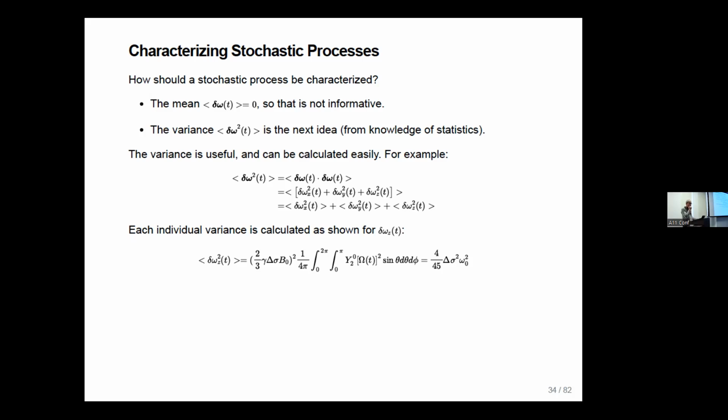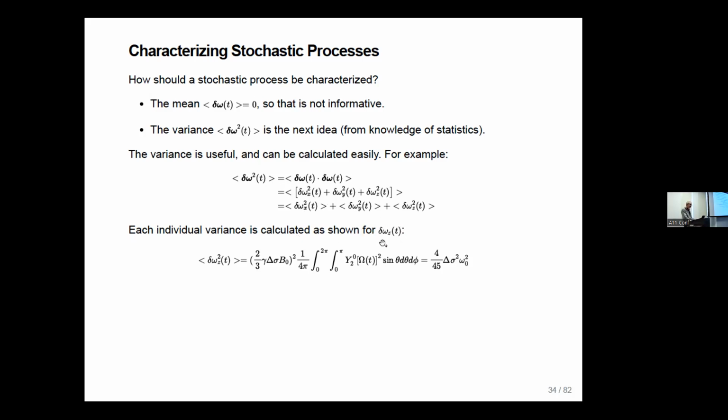And in statistics, the next thing you think of is the variance. So we can calculate the variance. We square the fluctuations and then average. And the square of the fluctuations, because this is a vector, means the dot product. If we assume the fluctuations along X, Y, and Z are independent of each other, then the total variance is the sum of the variance along each of the coordinates, X, Y, and Z.